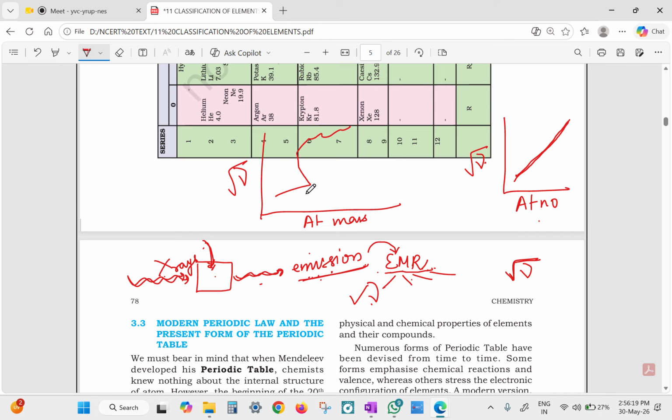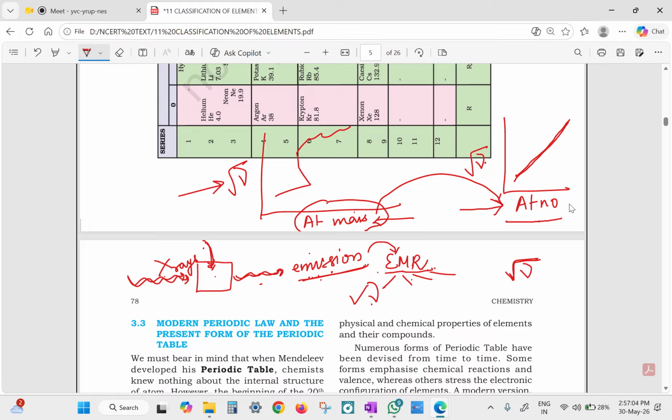So what happened? They thought that maybe the properties of the elements are not related to atomic mass. Instead, it is related to atomic number. So for the first time, they thought, let us shift our attempt to arrange the elements on the basis of atomic number instead of atomic mass. Clear? So instead of arranging the elements in increasing order of atomic mass, they started arranging the elements in increasing order of atomic number. Is it very clear? Yes.